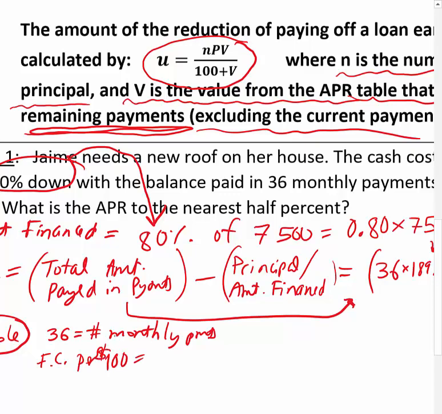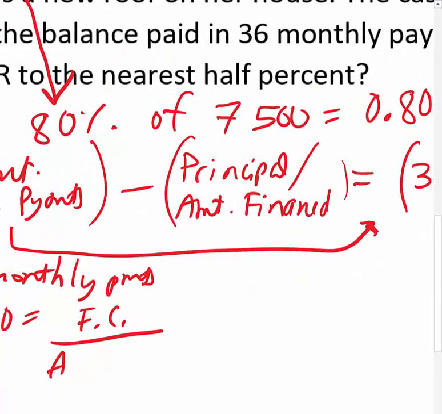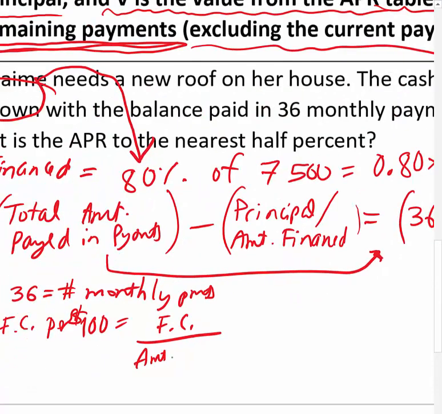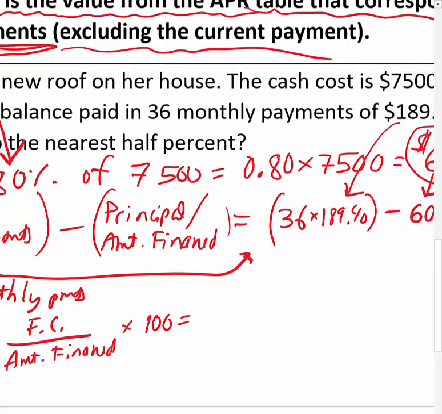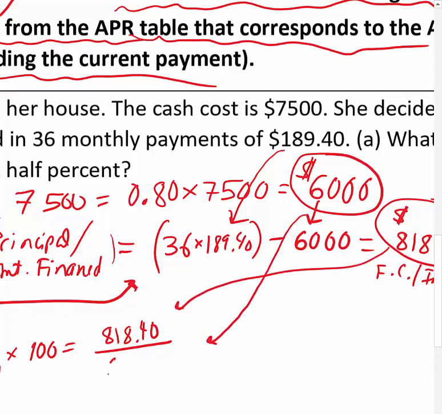So we're going to have to use that second formula that we wrote above. Remember, it was the finance charge divided by the amount financed times 100. Alright, so we just found the finance charge, right? It was $818.40. And the amount financed to begin with was $6,000. So we'll divide those and then we'll multiply by 100, and that should give it to us. Okay, so I've done that. What did I get there?